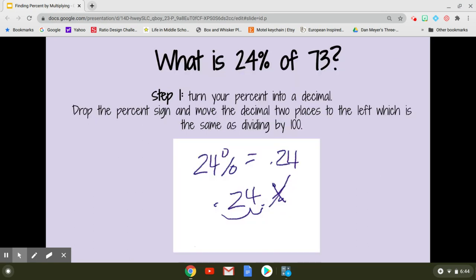Our first question asks, what is 24% of 73? To be able to multiply, our step one is to turn our percent into a decimal. You drop the percent sign and move the decimal 2 places to the left, which is the same as dividing by 100. As you can see, 24% turns into 24 hundredths.